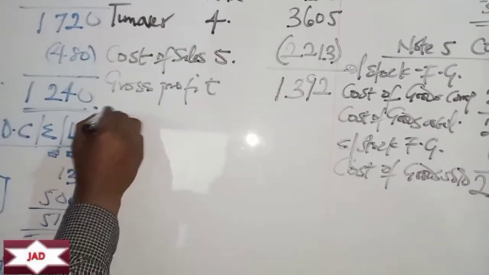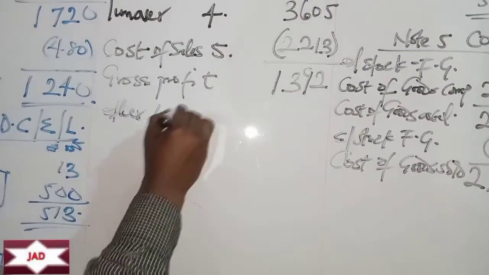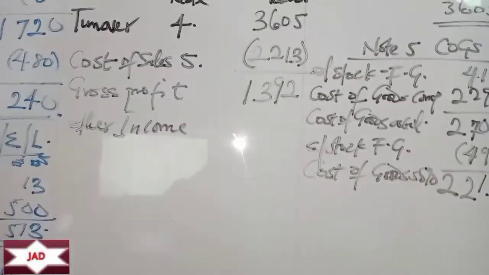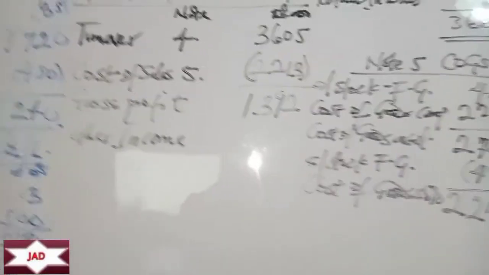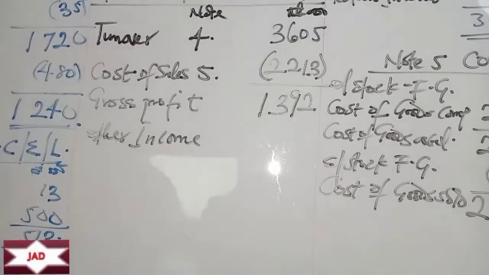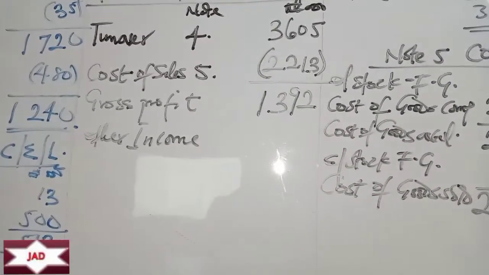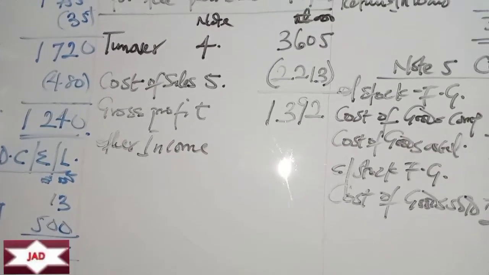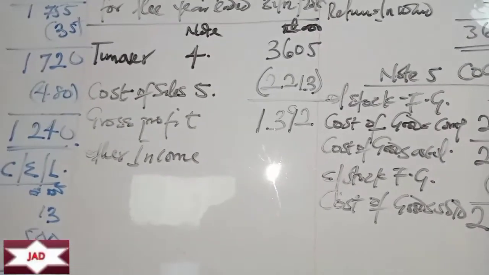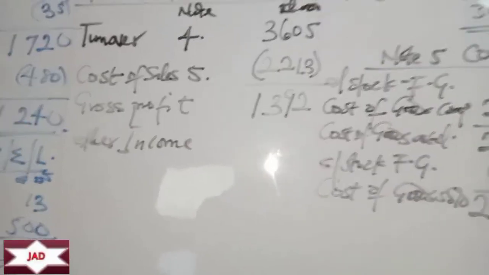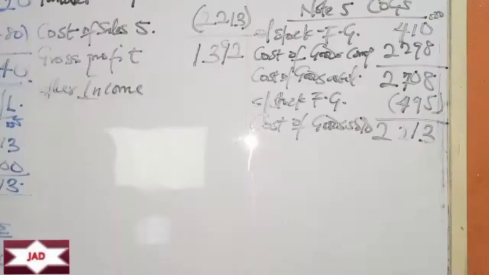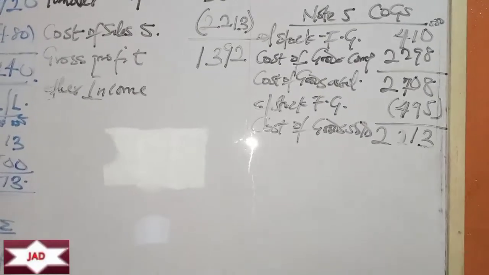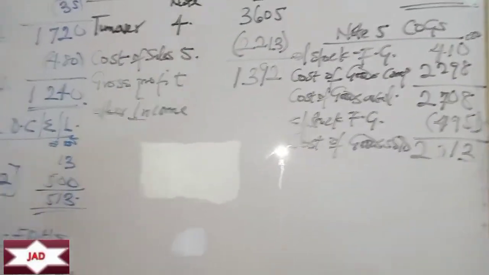So what's the next one? They will say other income. You know, aside from manufacturing, it's possible that they have other income. Maybe they have a space they rented out to get some money, or they did some other extraordinary activity to bring in money. But let's check the question. Is there any other income? No other income.